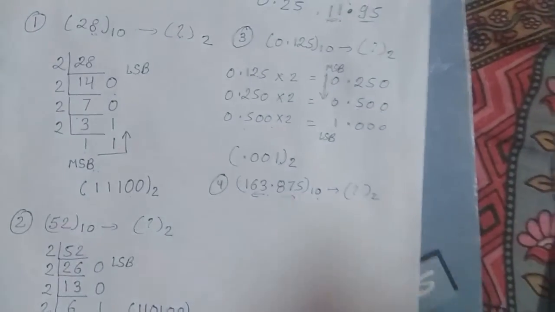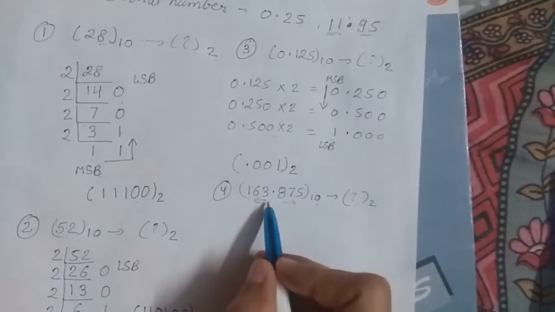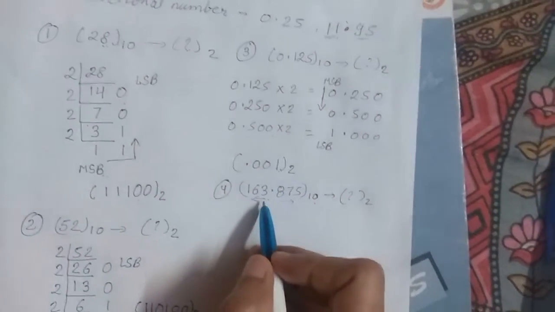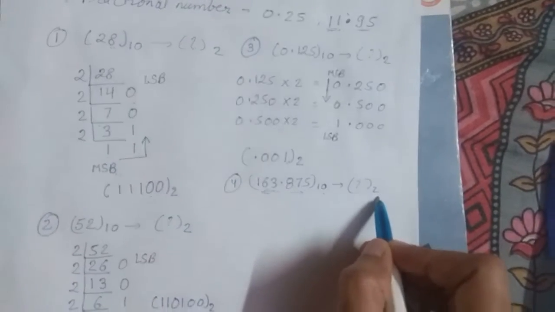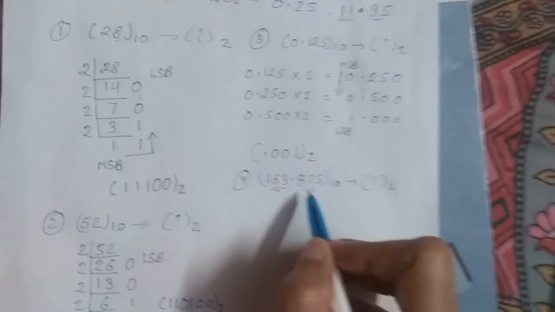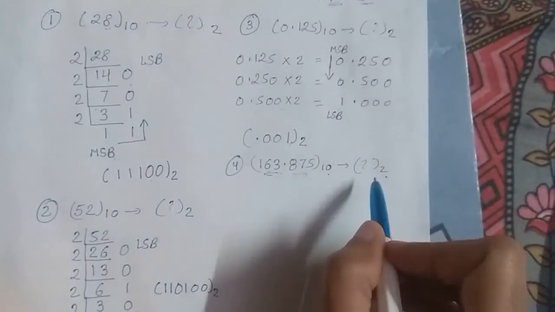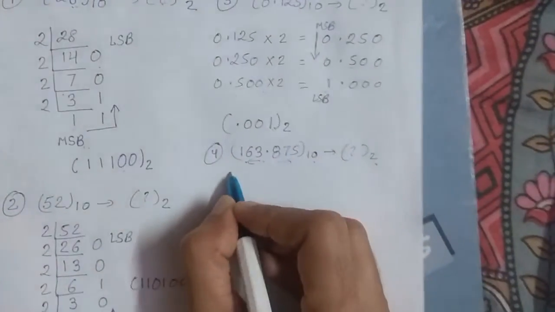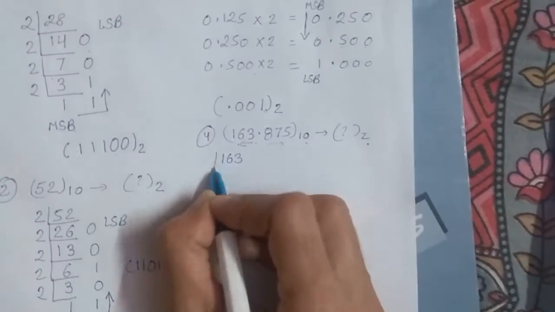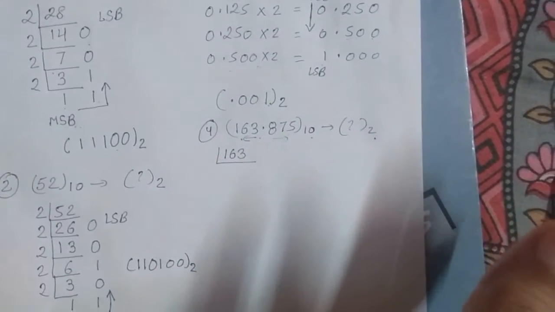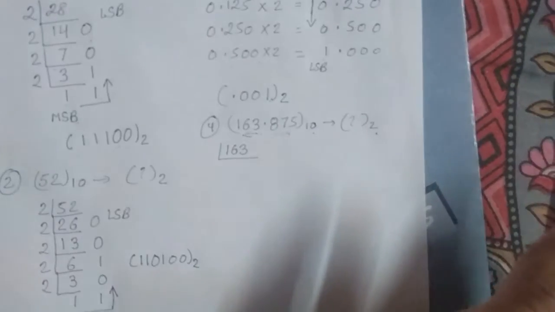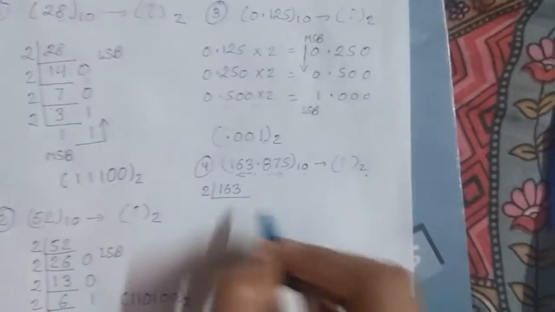So what we do: the number appearing before the decimal point, we divide by 2, because we have to convert it in the form of binary, and the number coming after the decimal point, we multiply by 2 for converting it in the form of binary. So let's solve 163. We have to solve it in parts. We can't solve it together. Dividing it by 2 again.